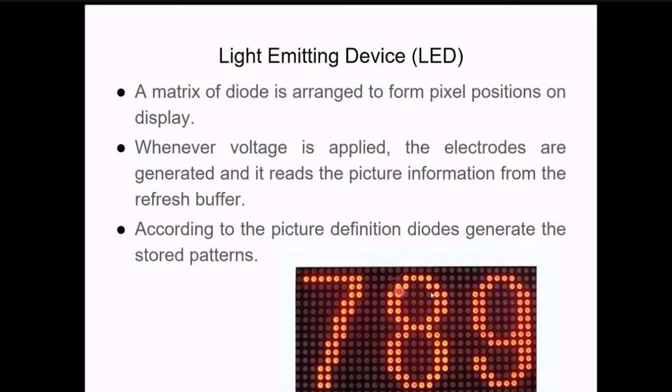We have multiple LEDs located in our display, and when the voltage is applied, the electrodes get charged up and read the picture information from the refresh buffer, and then try to display that information. Nowadays we use this LED display in so many things, like buses, and it gives you a jagged appearance.